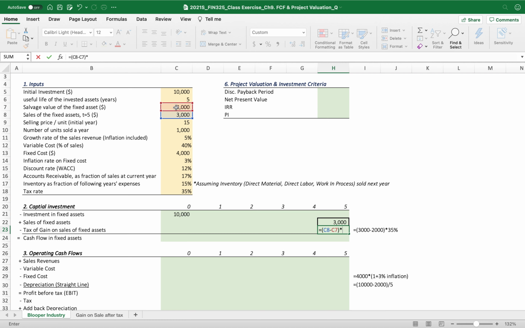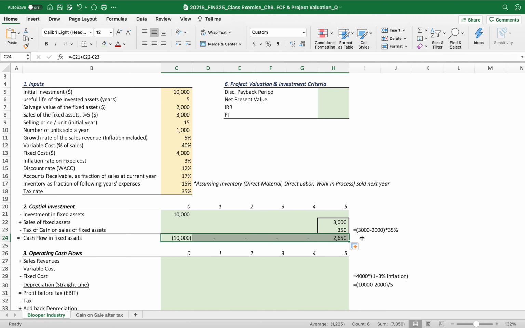And then 35%. That is the tax rate. So 350 is going to be the tax amount, which is cash out. That's why I put plus or minus there. So based on this, minus 10,000, and then plus the sales of the fixed asset, and then minus tax. Then I'm going to drag to the right side. So we got the cash flows from this fixed asset.